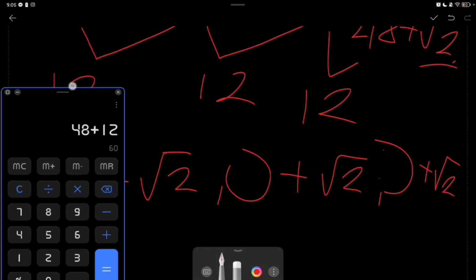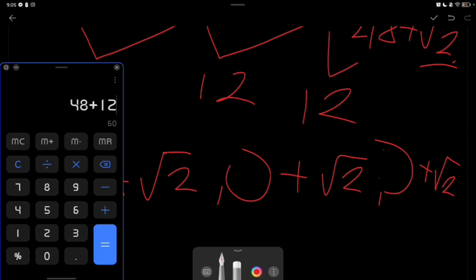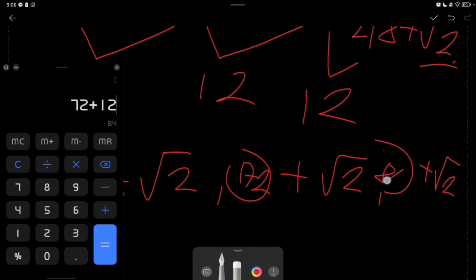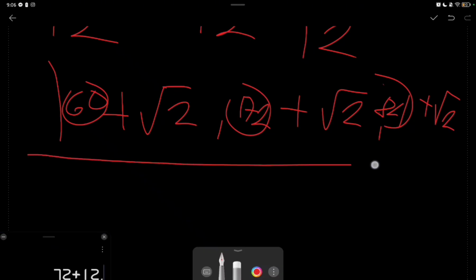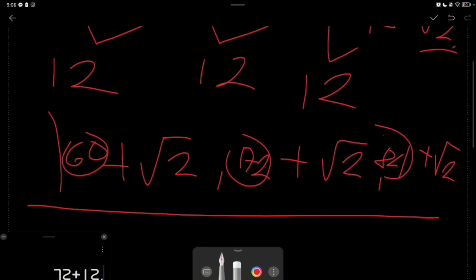So the next first term is 60. Then 60 plus 12, it is 72. So that is the second next term. And then the third next term is 72 plus 12 is equal to 84. That's it. So the answer is, the next three terms are 60 plus square root of 2, 72 plus square root of 2, and 84 plus square root of 2. That's it.